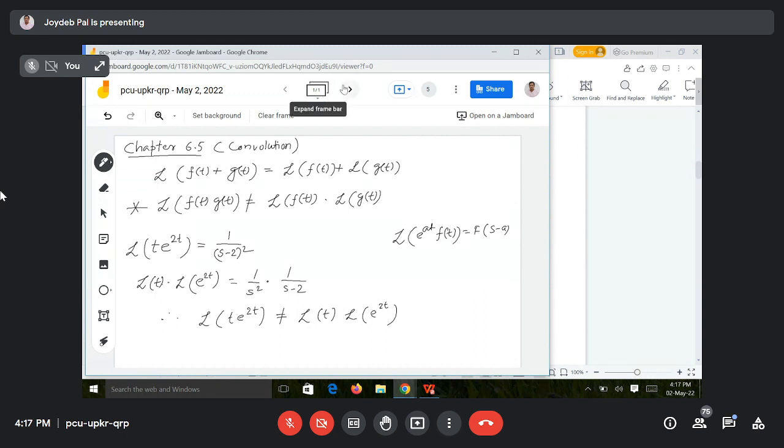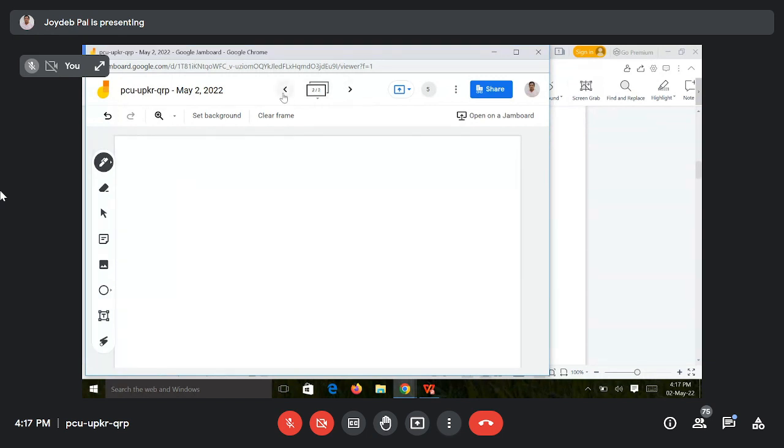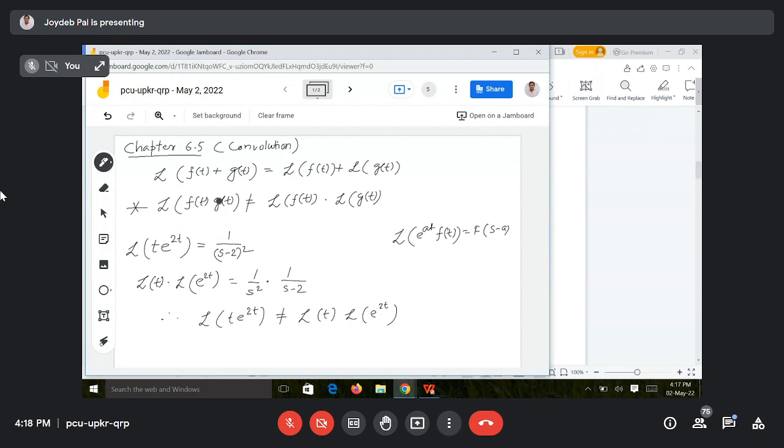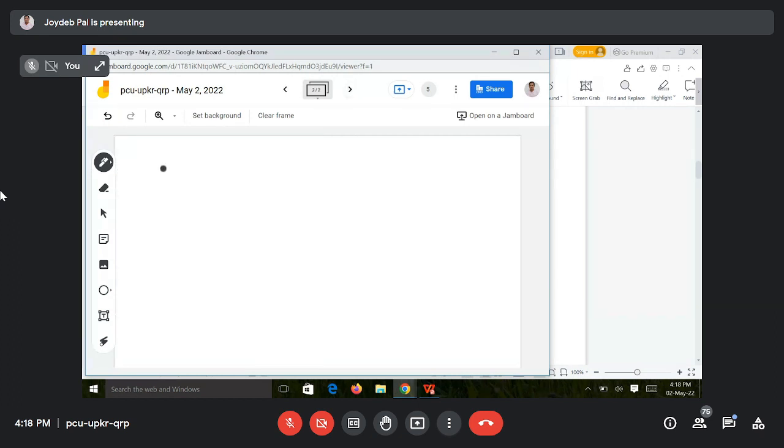Therefore, is there any modification of this formula for which I can write the Laplace transform of something operating on f and g as equal to the Laplace transform of f into the Laplace transform of g? There is a mathematical definition which is called convolution, which follows this property. The Laplace transform of f star g, that star is called the convolution operation. It is not multiplication of f into g, it is the convolution of f and g. So it gives the Laplace transform of f into the Laplace transform of g.